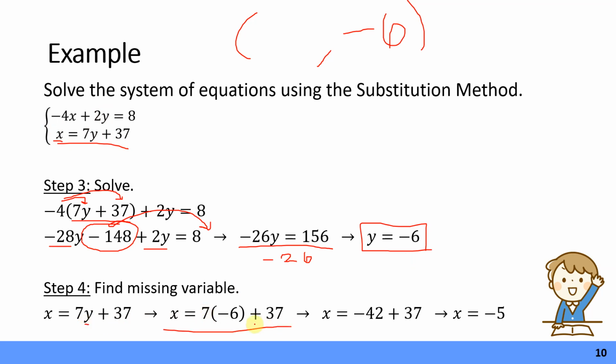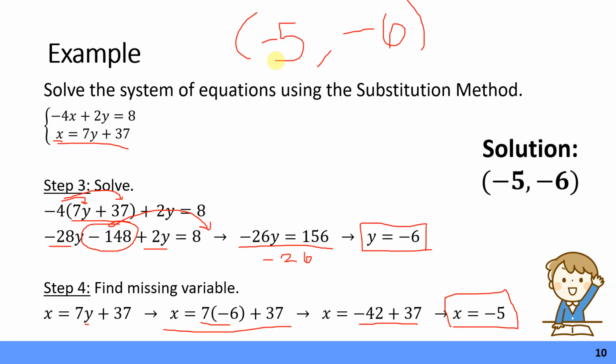And then from there, we just solve. So negative 6 times 7 gives me negative 42. And then I add the negative 42 and the 37, and that gives me that x equals negative 5. Oh my goodness, I hope you guys had fun. This one was really fun. And there you go, that's my solution, negative 5 comma negative 6, because we know solutions always have to be ordered pairs. All right, moving on.